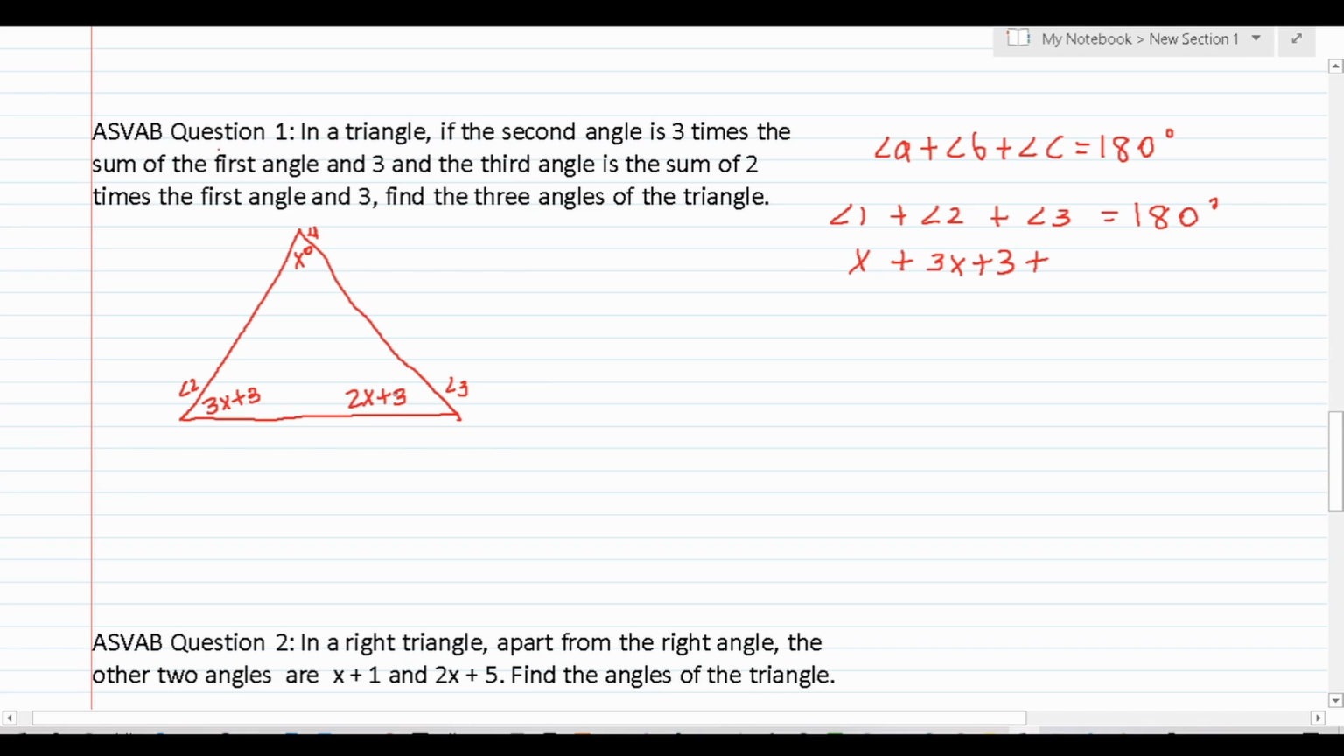And finally, I mentioned angle 3 corresponds to 2x plus 3. So let's go ahead and write that in for angle 3. And again, this equals 180 degrees. Let's combine our like terms.